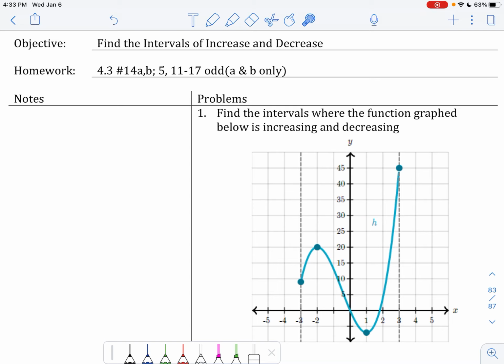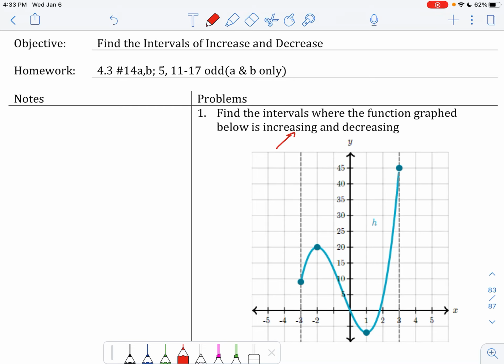So let's get ourselves ready for notes, and we are going to talk about intervals of increase and decrease. Now, the idea here is that intervals of increase mean whenever the graph is getting bigger, whenever the function is increasing. So increase is when the function generally points upward.